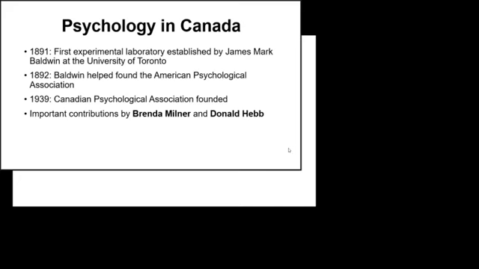So we already had our map showing North America, and we had that one lab established at the University of Toronto. That was the first experimental laboratory in Canada, and that was established by James Mark Baldwin. And Baldwin was important because he also went on to help found the American Psychological Association.